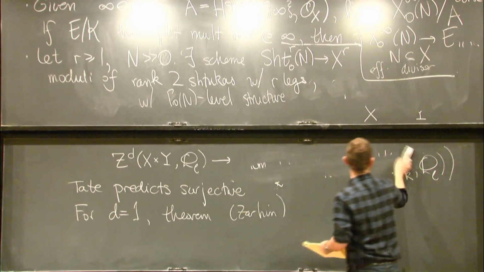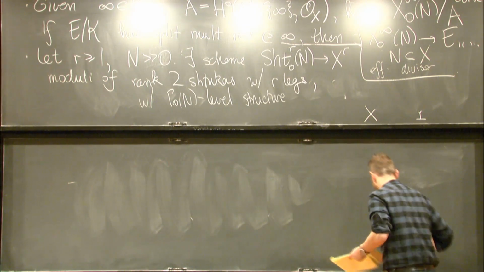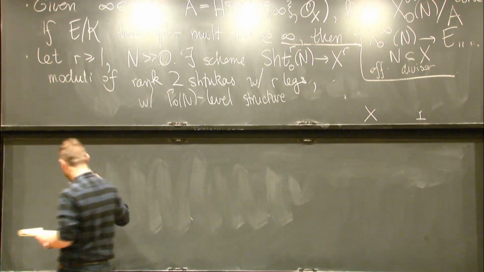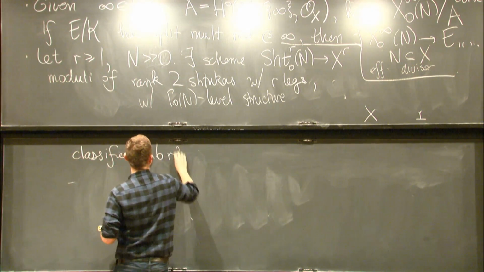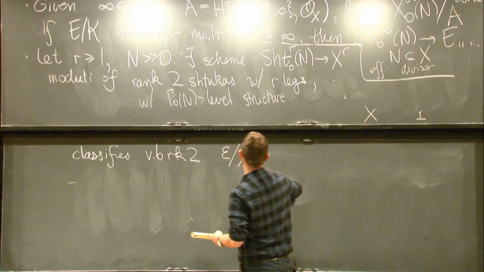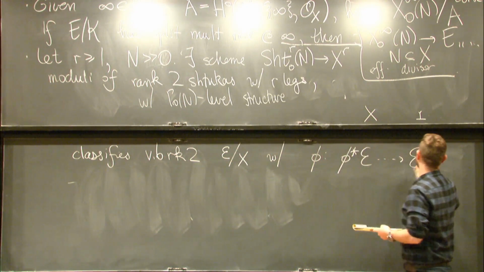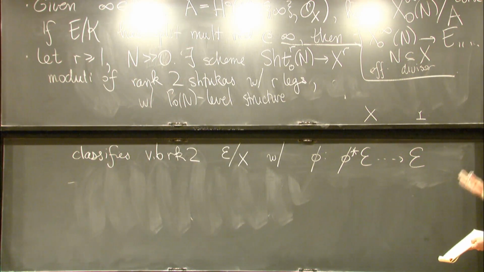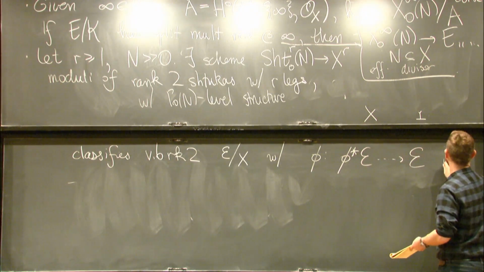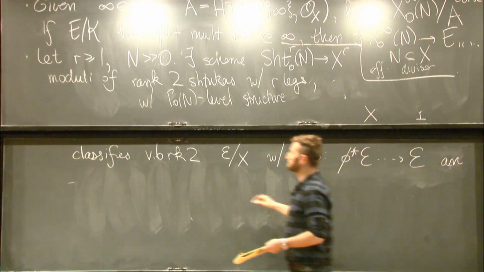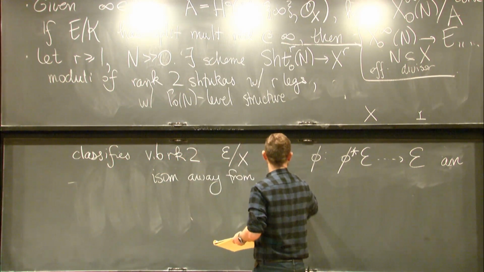So what does this mean? Well, I'm not going to tell you precisely, because that would take a big chunk of this talk. But roughly speaking, this classifies vector bundles of rank 2, E over X, together with a map phi from the Frobenius pullback of E to itself. The map is an isomorphism away from finitely many points, and those points are the R points here. So this map is an isomorphism away from R points.